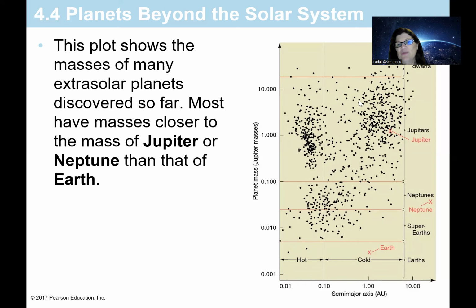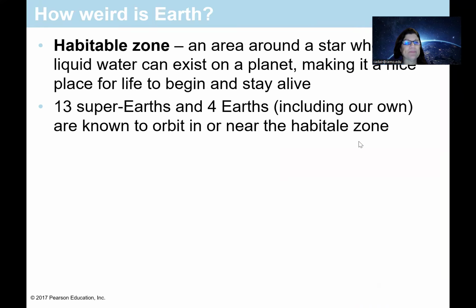And as I said before, it's just easier to detect those. So that's why we have so many more of those. We don't know the real ratio of small planets to large planets. These are just easier for us to detect right now.